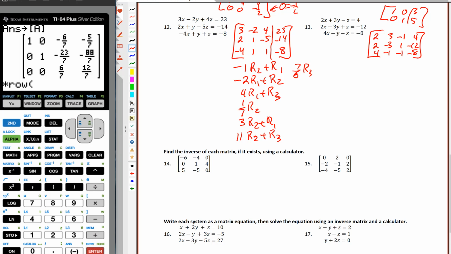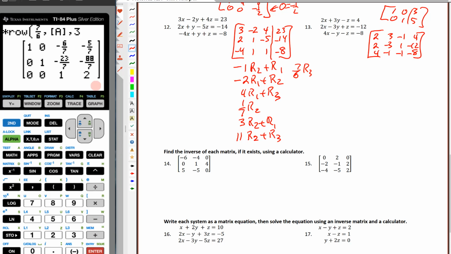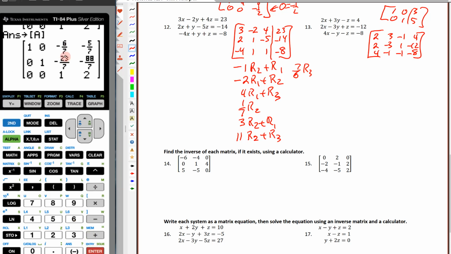Times a row, and we're going to do 7/6, so I'll do a fraction. 7 on top, 6 on the bottom, and comma, name of the matrix, comma, which row? We're doing row 3. Hit enter, does what we want, and nice, it turned out to be a nice integer there. So we'll store that, like the work that it did. And then we're going to get rid of these guys right here.